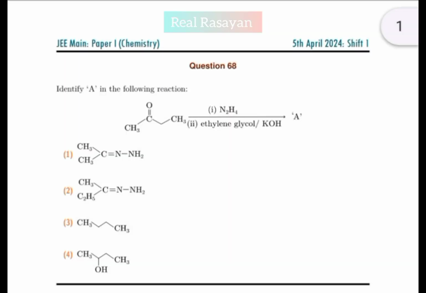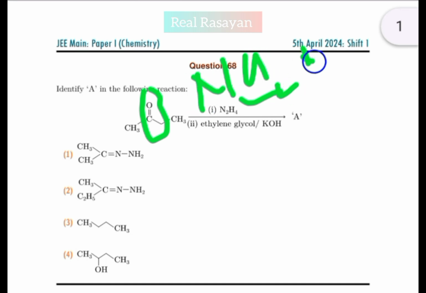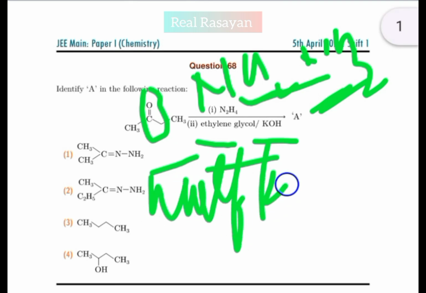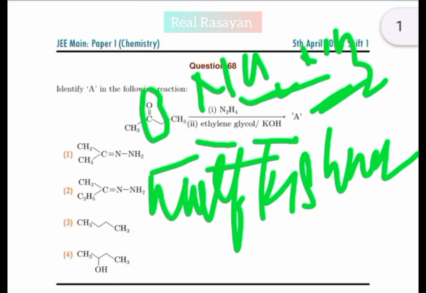Identify A in the following reaction. The given compound is a carbonyl compound. In the presence of hydrazine, this N2H4 is written as NH2NH2, this is hydrazine. If simply hydrazine is present, then dehydration takes place. But in the presence of the second reagent, that is ethylene glycol and basic medium potassium hydroxide, it will follow the Wolff-Kishner reduction. This is a name reaction, Wolff-Kishner reduction.